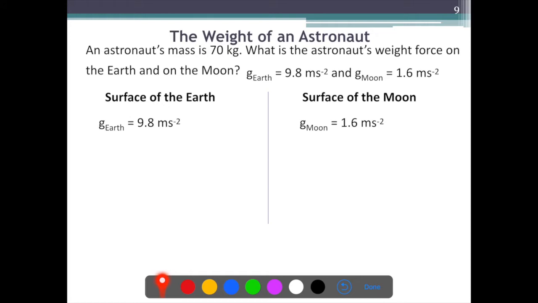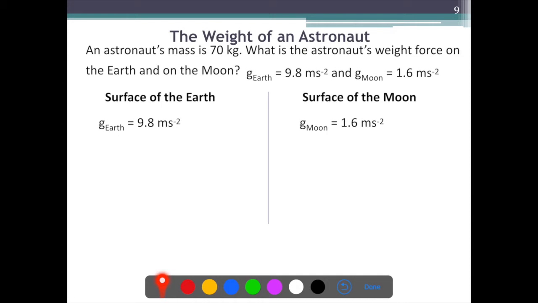All right, so let's try and solve this problem, or answer this question, to distinguish between weights at different places. So an astronaut's mass is 70 kilograms. What is the astronaut's weight or weight force on the Earth and on the Moon? So we're given here the gravitational acceleration on Earth and the gravitational acceleration on the Moon. You can try solving this on your own, and then you can come back to this video and listen to the solution.